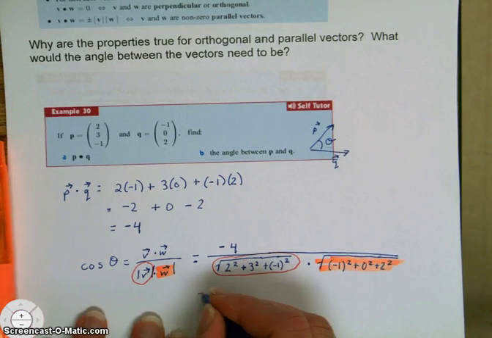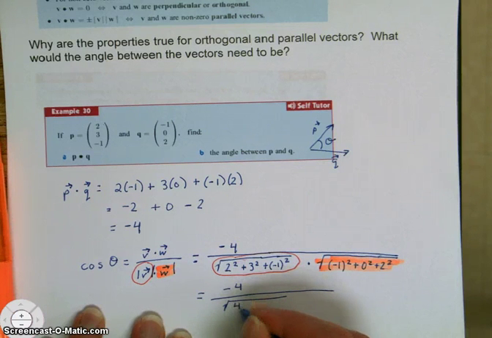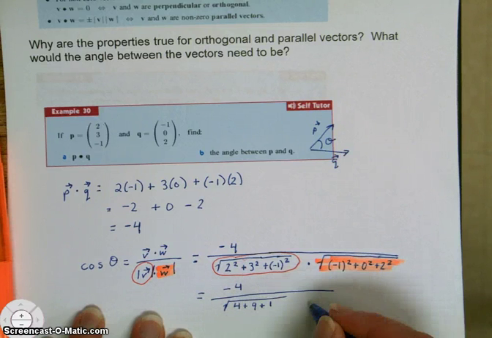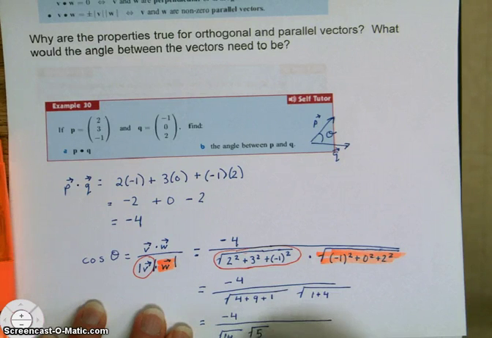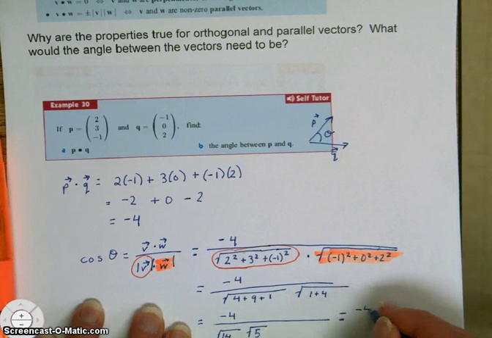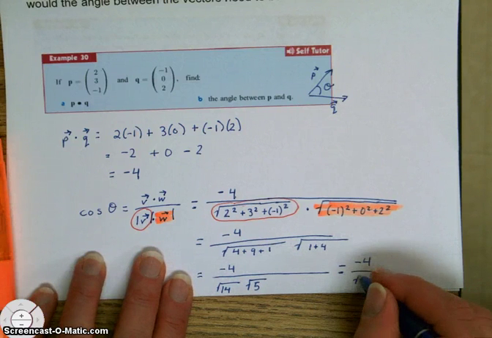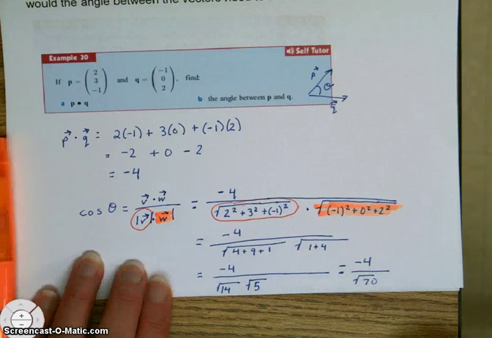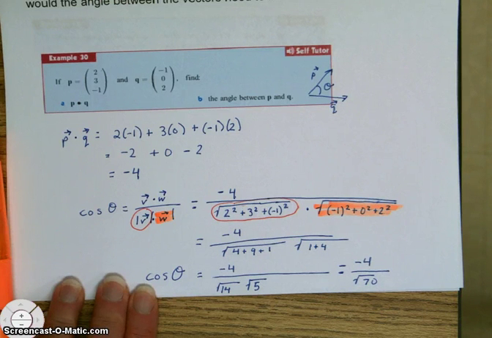So let's see what I can do here. I've got negative 4 over the square root of 4 plus 9 plus 1, and this one is just 1 plus 0 plus 4. So I've got negative 4 over the square root of 14 times the square root of 5. I can combine those, so that would just be the square root of 70. So now what I know is that the cosine of my angle is equal to negative 4 over the square root of 70.